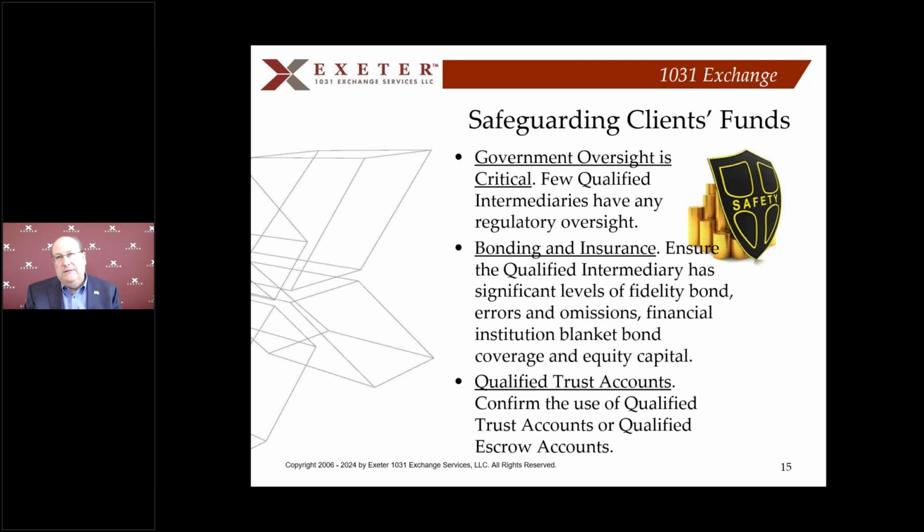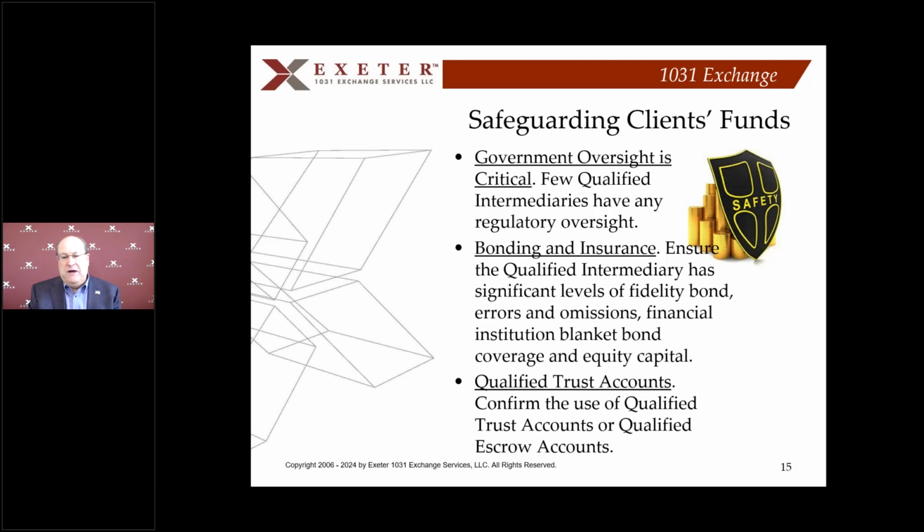One of the things that nobody ever seems to mention or bring up in presentations, and I think it's critical, is how do you safeguard your funds? Qualified intermediaries hold a lot of money for a lot of different clients. And as I mentioned before, our industry does not have any licensing or regulatory capabilities. So there's no licensing, there's no regulatory oversight in our industry. So very few qualified intermediaries have any regulatory body overseeing them unless they've gone down a different path. To me, that is critical.